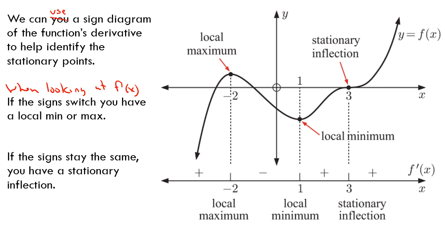So these are the situations, okay? You're going to want to get this down. When it's a minimum, your sign diagram is going to go from negative to positive. When it's a maximum, it's going to go from positive to negative. If your signs stay the same, that's when you have a stationary inflection. So as you can see over here, from positive to negative, that was the local maximum. When it went from negative to positive, that was the local minimum. And when it stayed the same, that was the stationary inflection. But once again, we're looking at that in terms of the derivative.